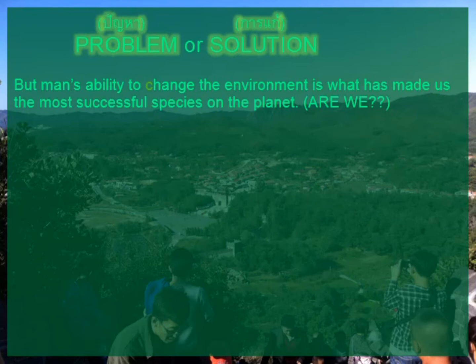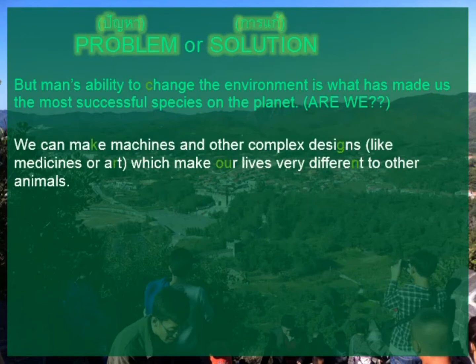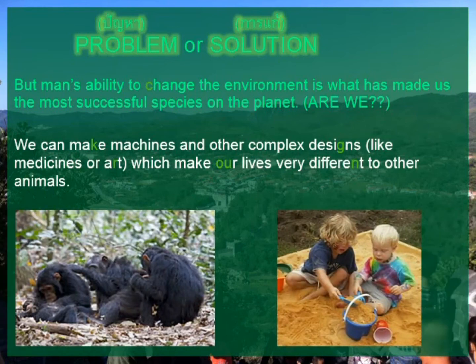Consider for a moment there are far more chickens than people, and far more bacteria than chickens. But chickens can't make machines and other complex designs like medicine or art, and all these things we make make our lives very different to all the other animals, even the more social ones like the great apes. So you can see how our lives are different, and that's why we call ourselves successful.